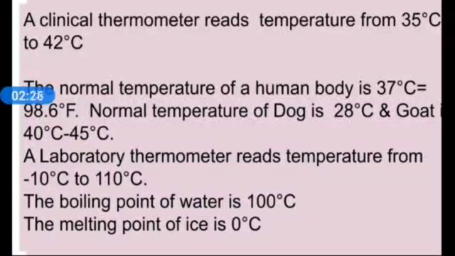A laboratory thermometer is used to measure the boiling and melting point of liquids. A laboratory thermometer reads temperature from minus 10 degrees Celsius to 110 degrees Celsius. The boiling point of water is 100 degrees Celsius at sea level. The melting point of ice is 0 degrees Celsius.